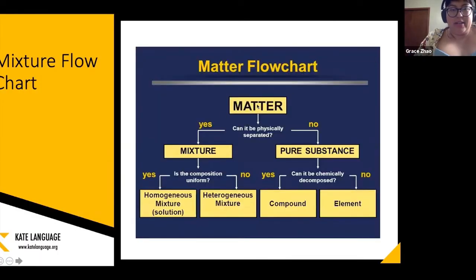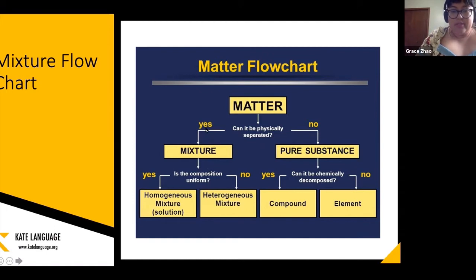As I've defined, matter is anything that takes up space and volume or has mass. So matter itself, can you physically separate it? Yes. If you can physically separate something, meaning I can put a strainer or a funnel on something and break it up, this is a mixture. If I cannot physically separate it, meaning break it apart or use a filtration device to get through it, this in chemistry is what we call a pure substance. Something that is pure is actually super difficult to break apart.